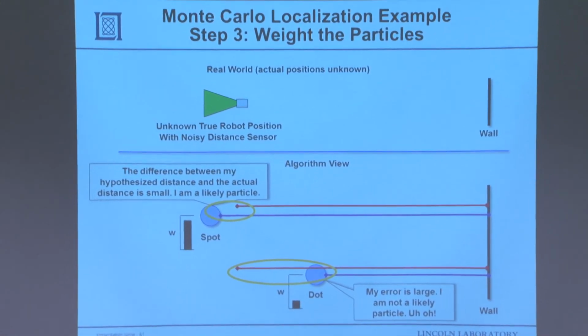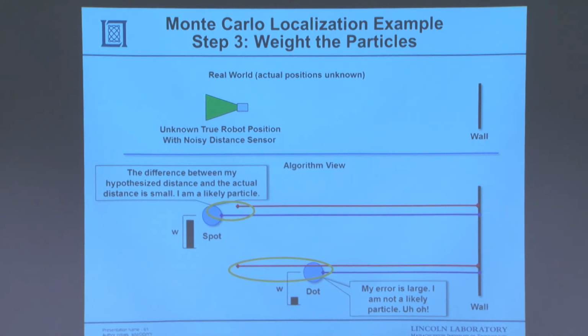So here, for example, we had these two. The purple is the hypothesized distance that our particles thought they would get in their simulated world, and the red measurement is the measurement we actually took in the real world. So we can just compare those two. In the case of Spot, there's a lot of agreement between those two measurements. In the case of Dot, there's a lot of error. So we weight them higher for the particles where there's good agreement, and lower for the particles where there's not a lot of agreement.